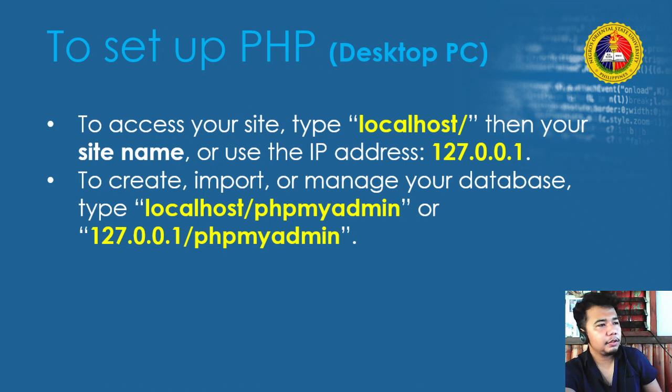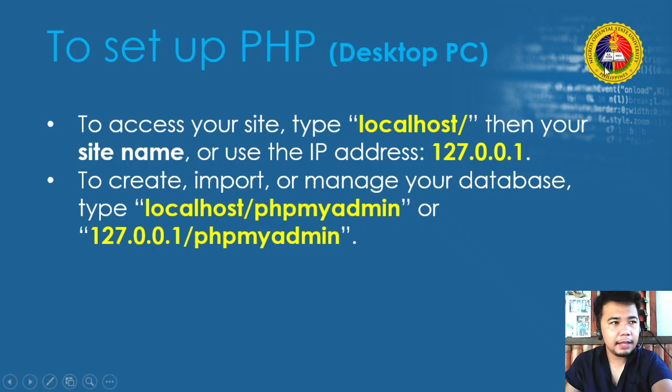Okay. To access your site, type localhost and then slash and then your site name, or use the IP address 127.0.0.1. And then to create, import, or manage your database, type localhost slash phpmyadmin or 127.0.0.1 slash phpmyadmin. Okay, so this IP address, the 127.0.0.1, is basically the IP address for the localhost. So again, you can either use the term localhost or type in the IP address itself.